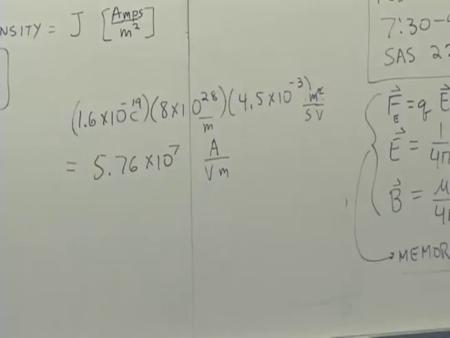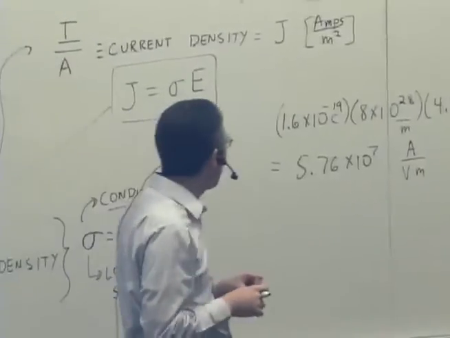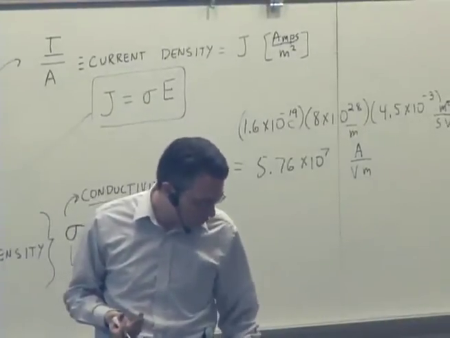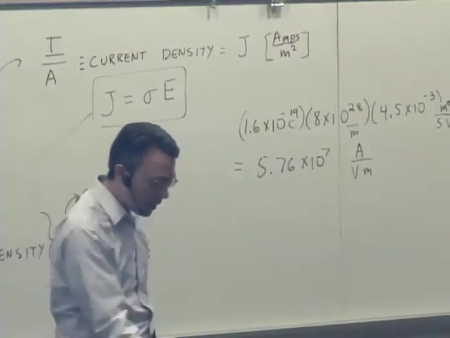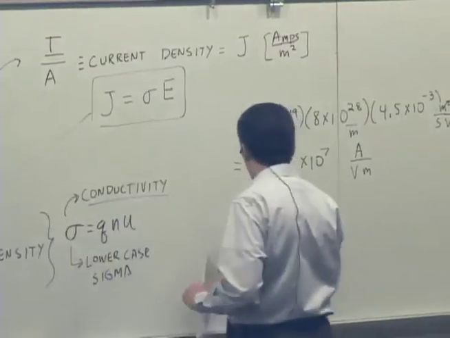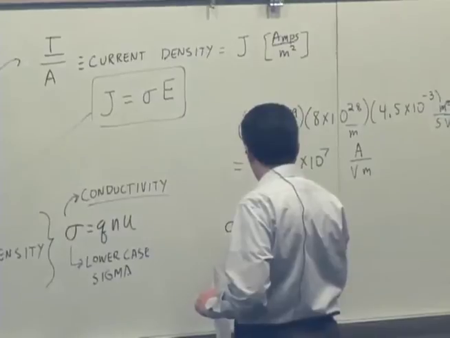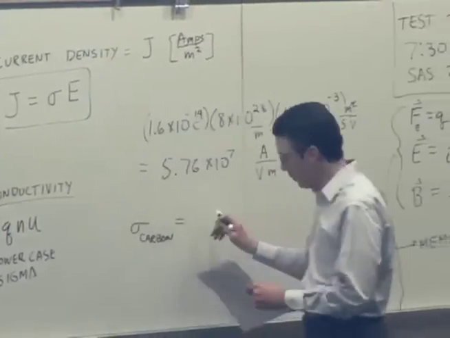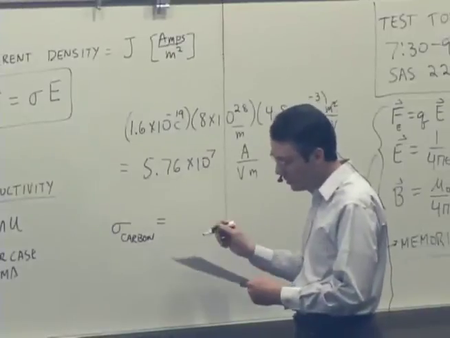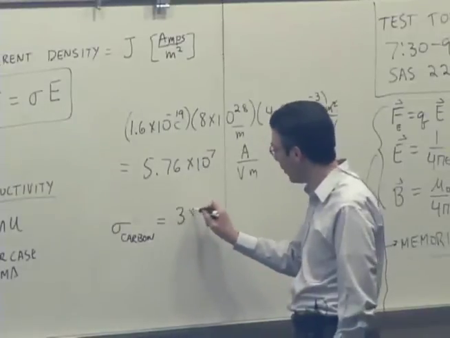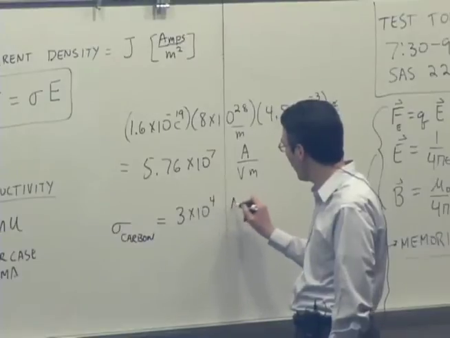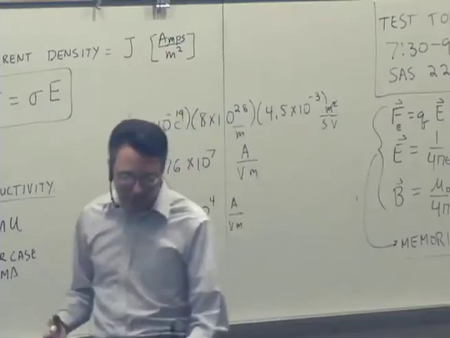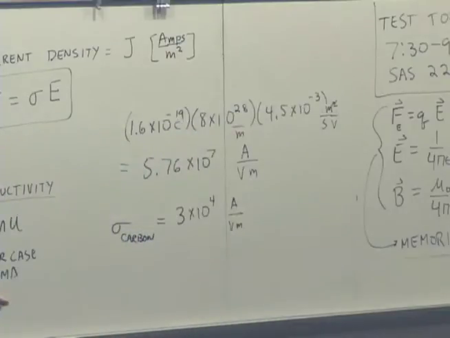10 to the 7th in these units is typical, a high conductivity for a metal: copper, gold, silver, that sort of thing. Carbon, on the other hand, which is not a good conductor, often considered just an insulator, has a conductivity of about 3 times 10 to the 4th. So just to give an example of how big these quantities can be.